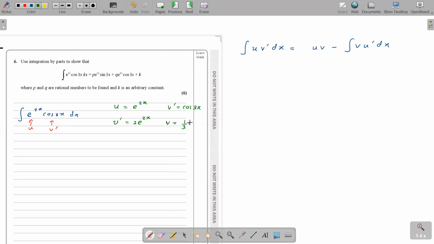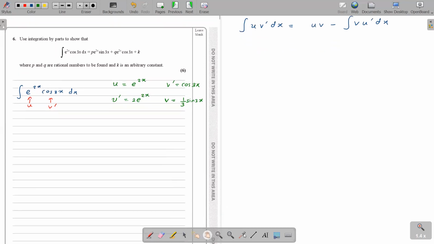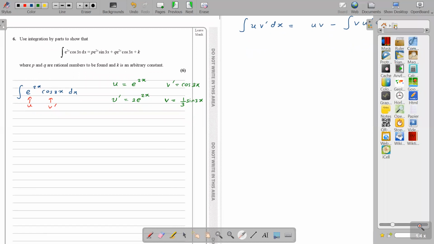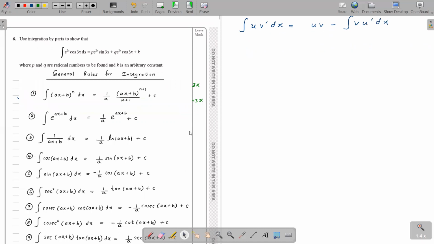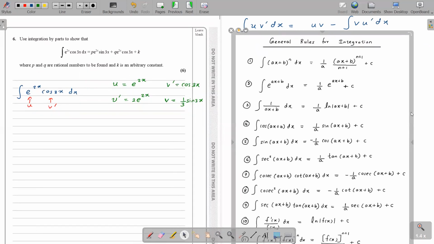1 over 3 sine 3x, positive, right? Cos integration is positive sine. Okay, so you need to look at the integration rules. This is integration, so therefore we divide, not multiply. Integrating cos ax is 1 over a sine ax. I have given you the integration rules, right? So here, these are the rules of integration.